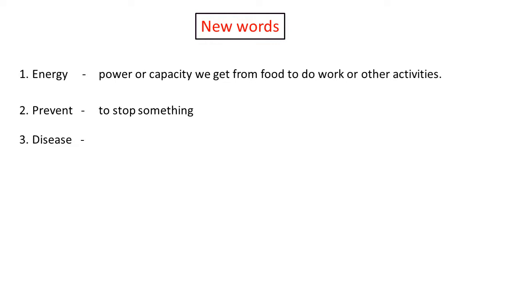Next, disease. What is disease? Disease is nothing but an illness in the body. If you are ill, if you are not feeling well, that is disease. That is called disease. Okay, let's move to the next slide.